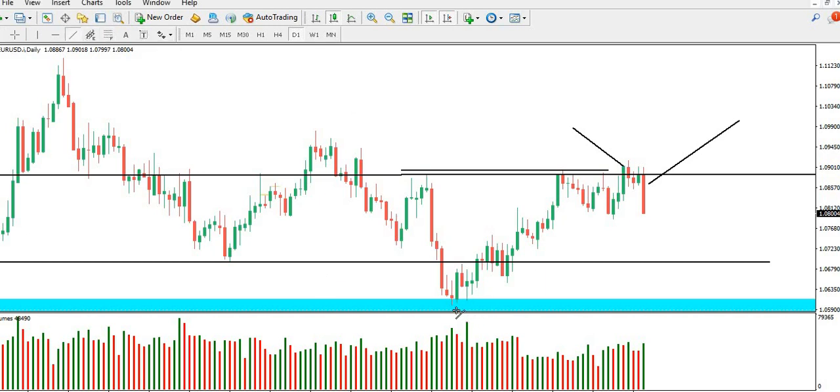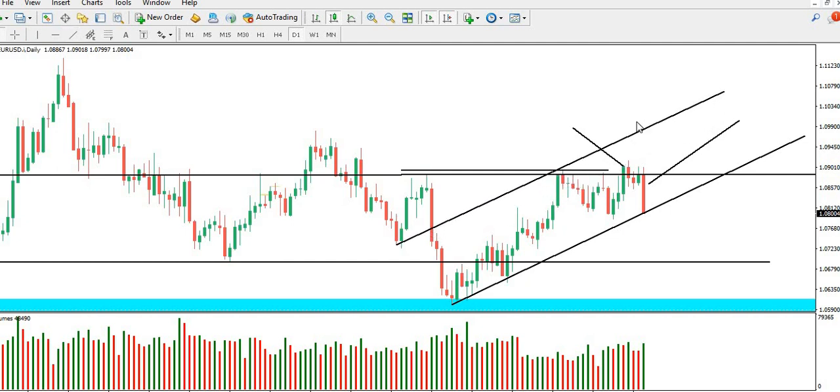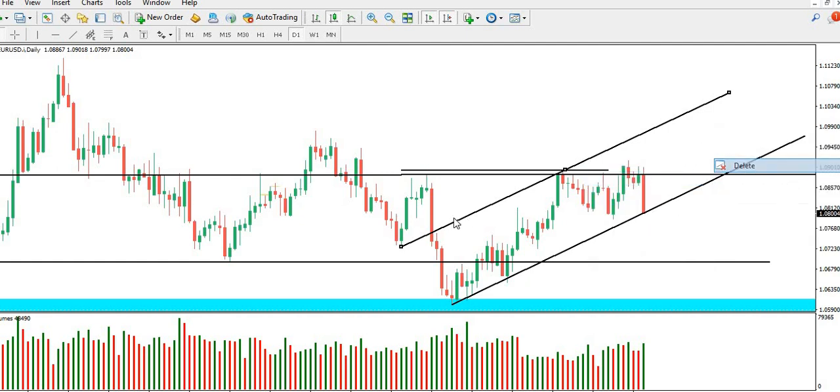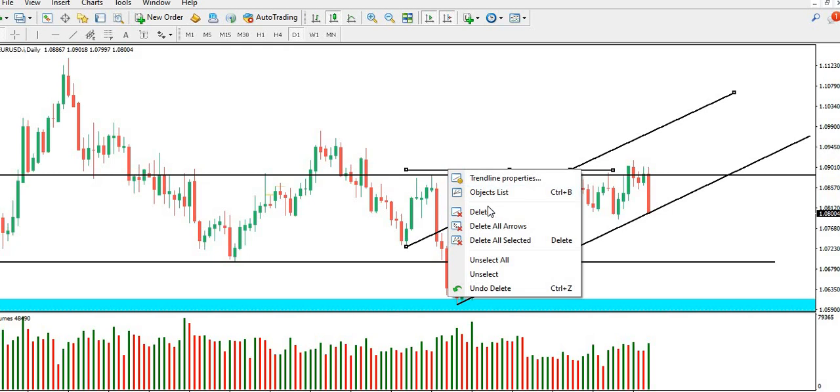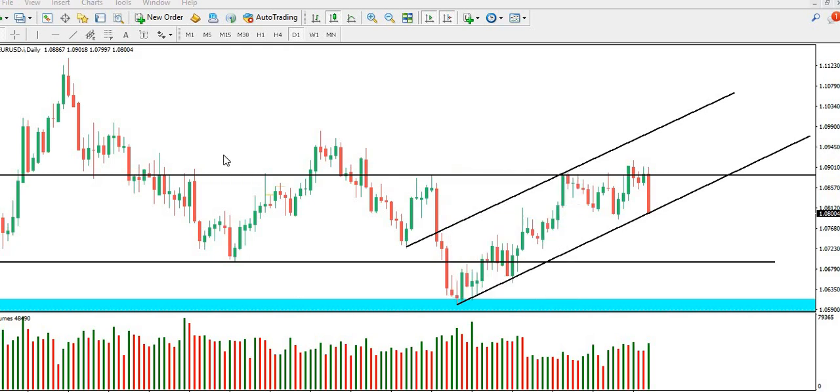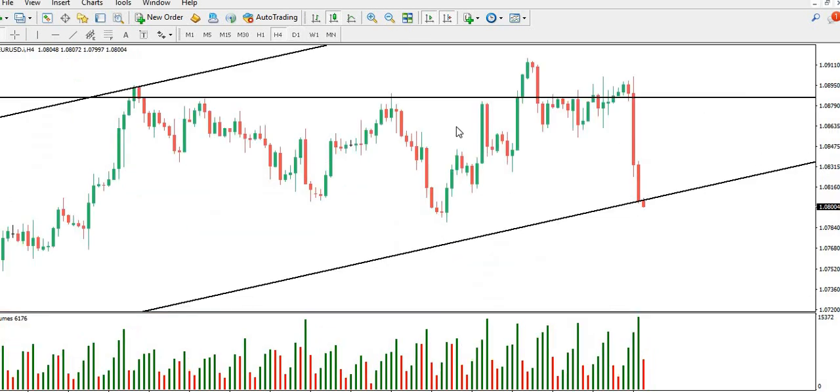Apart from it, the market has formed a bearish upward channel, and whenever the market gravitates in an upward channel, it is a signal that sooner or later the market will break the upside channel to the downside, and it will continue its downward move. So let's move to the smaller time frame and see if we find a setup.